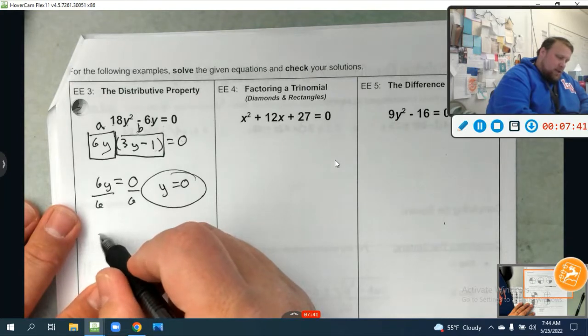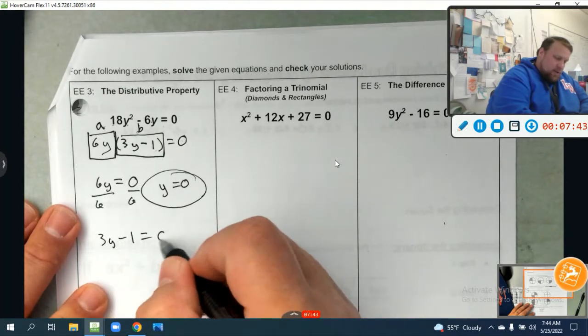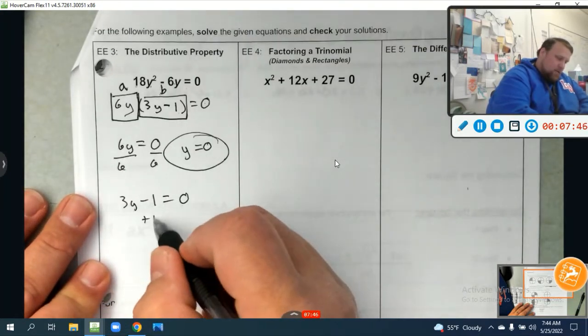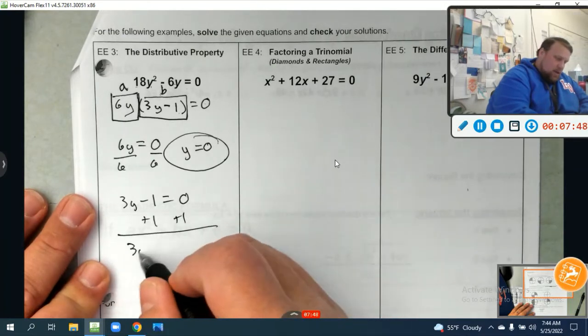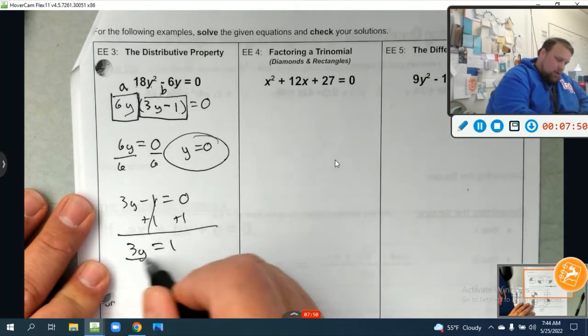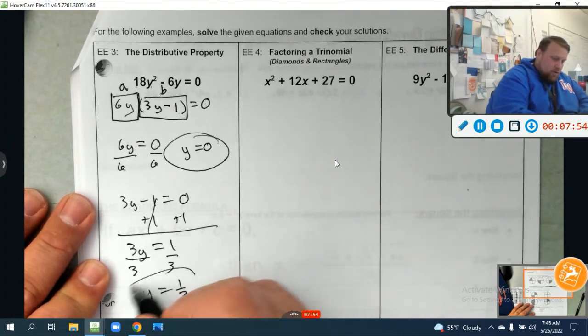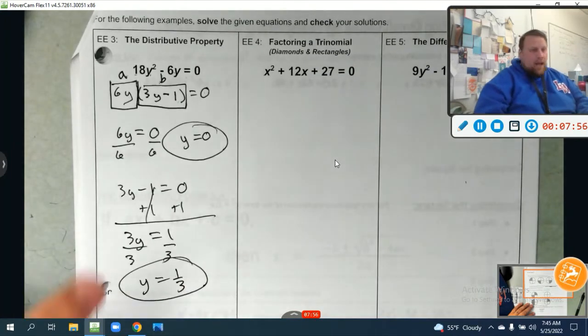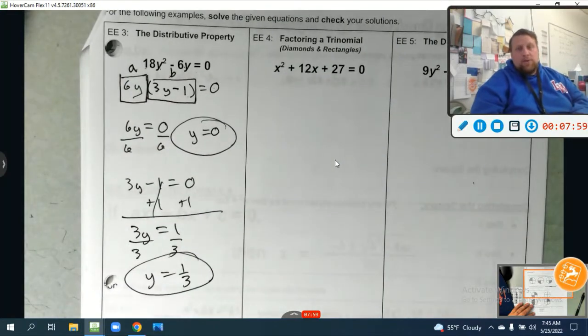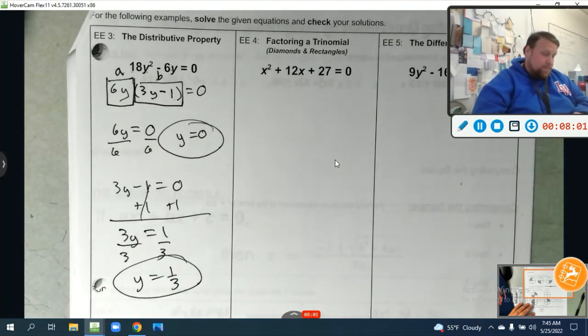The other possibility is 3y minus 1 equals 0. In this case, what do we do? Add 1 to both sides. We get 3y equals 1, or divide by 3, y equals 1/3. Those are two possible answers that would make this 0, and those would be the roots of this function.